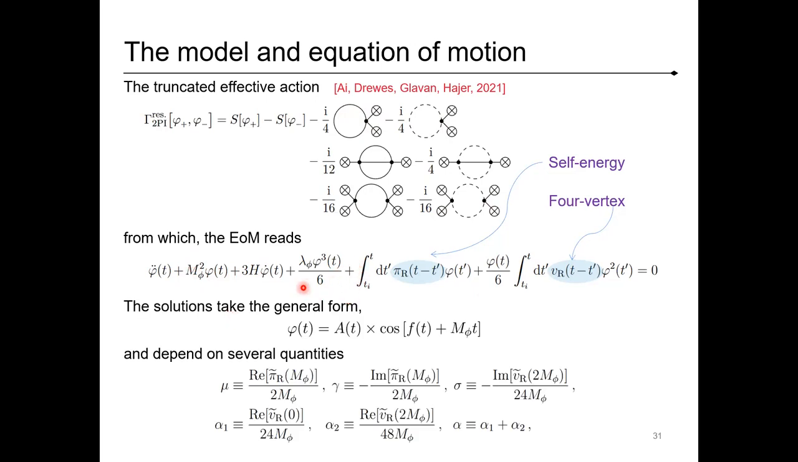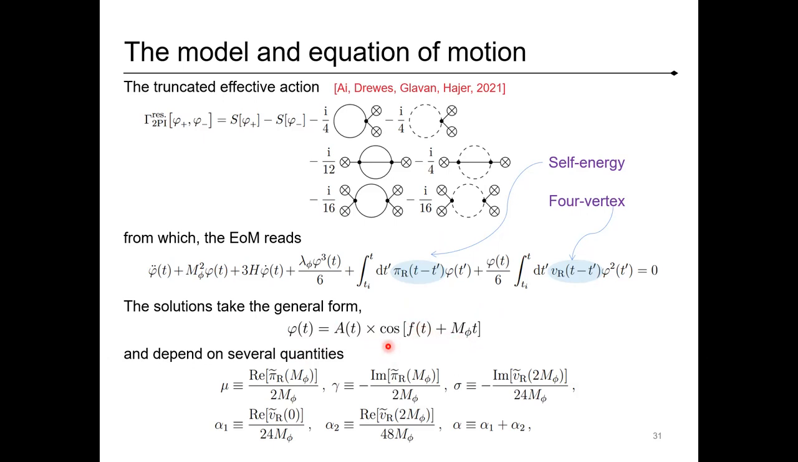And in our work, we show how to solve this equation of motion perturbatively. But in this talk, I will not discuss how to solve this equation, but we will simply show you the solutions. The solutions take the general form: phi, the background, the evolution of the condensate, equals A of t times a cosine function. A of t is the envelope function. It tells you how the amplitude decays. And we will see that corrections will also induce a time-dependent correction to the frequency.